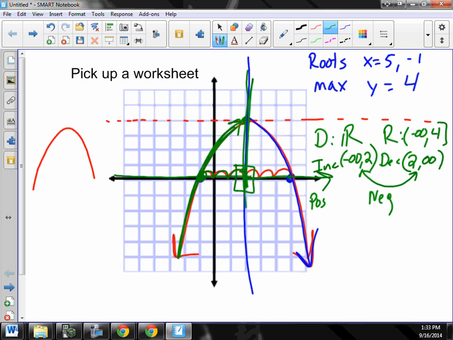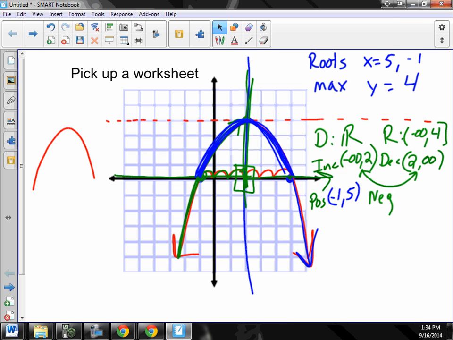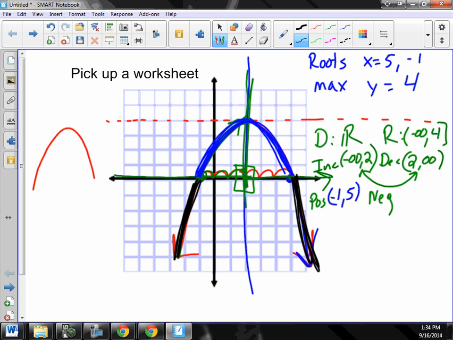Okay? So, if we look at positive, this graph has one positive piece. Where does it start being positive and where does it stop being positive? From -1 until 5. Okay? This graph has two negative pieces. One on the left and one on the right. Okay? So, the one on the left, what is the smallest x?